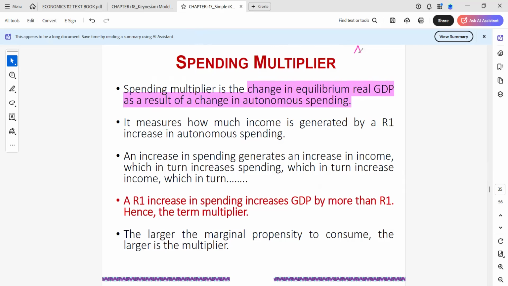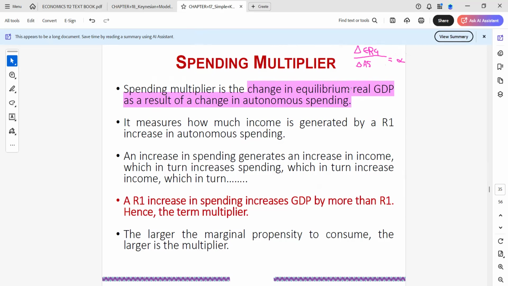We can say it's a change in equilibrium real GDP divided by a change in what? In autonomous spending, so in AS, right? And then you're gonna get equals to the multiplier, right? Alpha for multiplier, right?